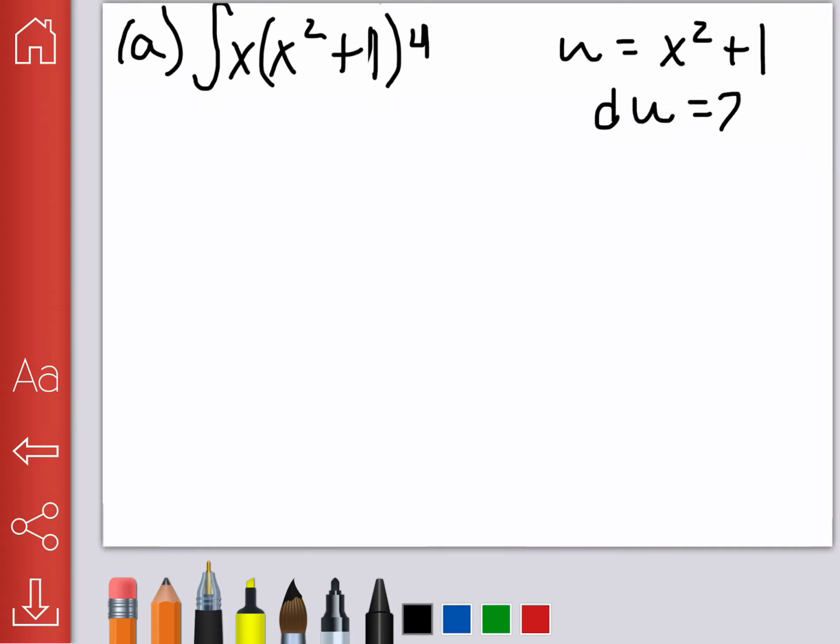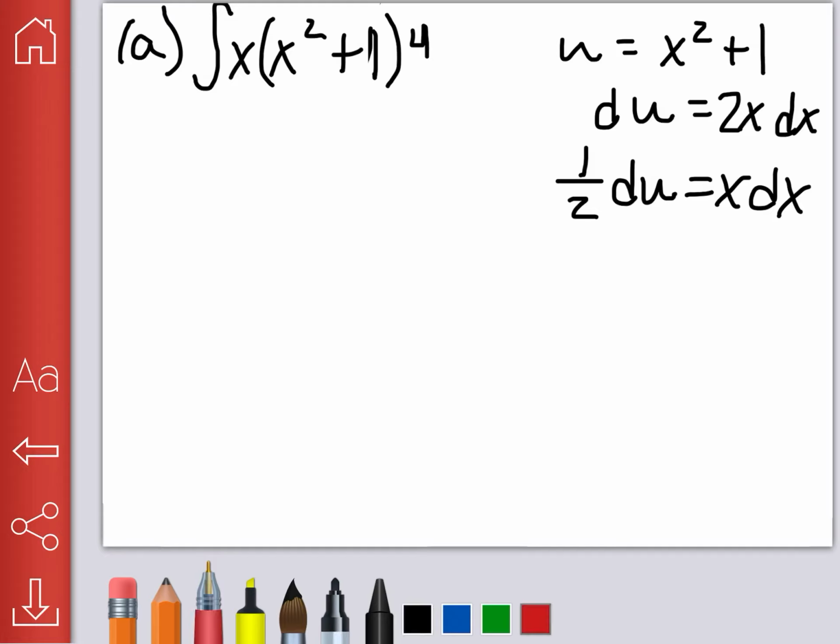So that means du is going to be 2x dx. Okay? Now, that means that 1/2 du equals x dx.